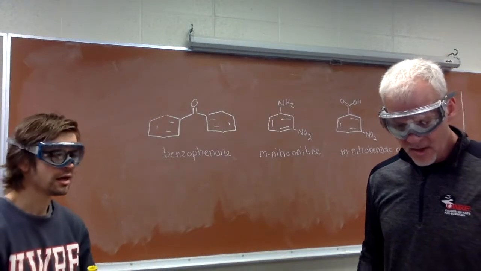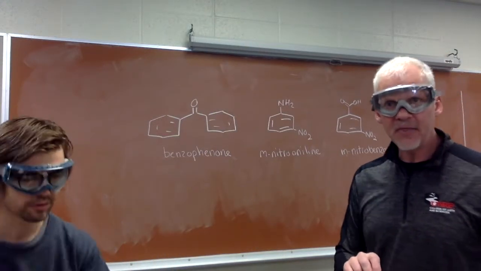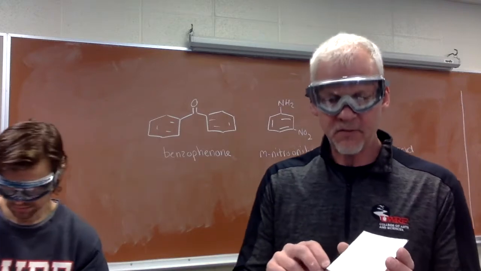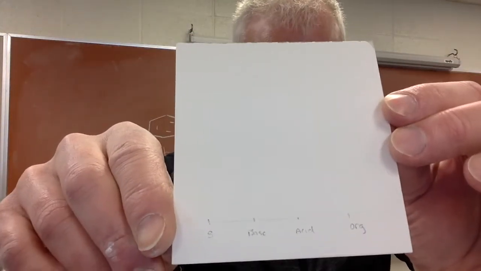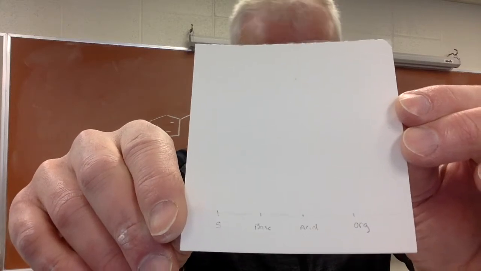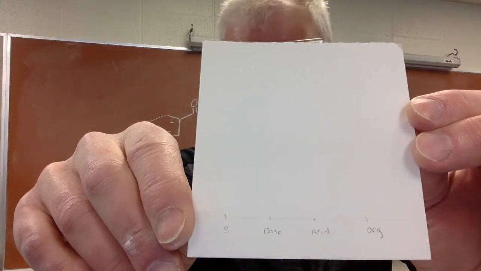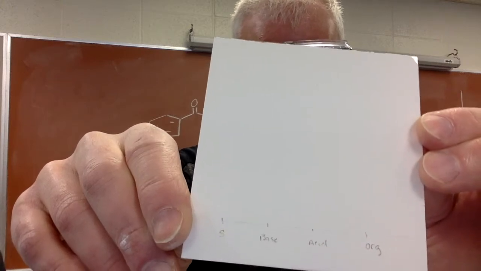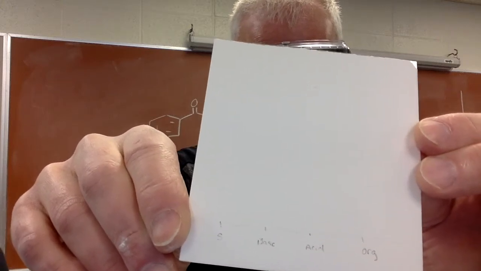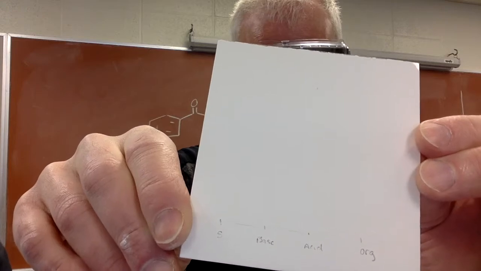And what we've also done is we set up a thin layer chromatography plate for the experiment, so I can show it to you here. What you have is 4 lanes across the bottom. S is for the sample, and that's the material that's in the graduated cylinder there. And then there's a lane B for base, A for acid, and O for organic. So right now, all I have spotted on there is the sample.